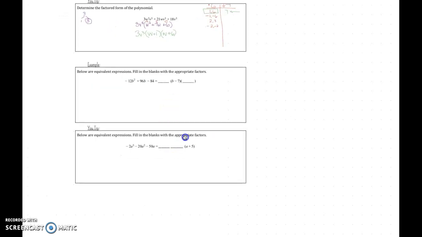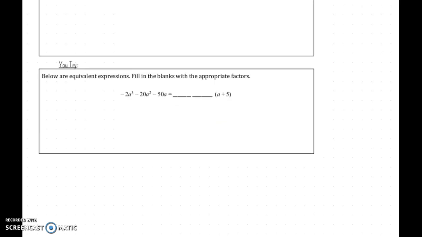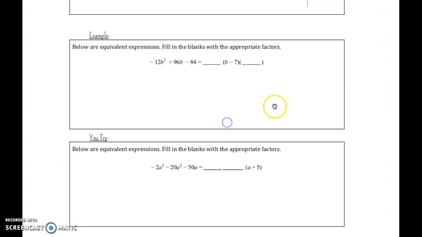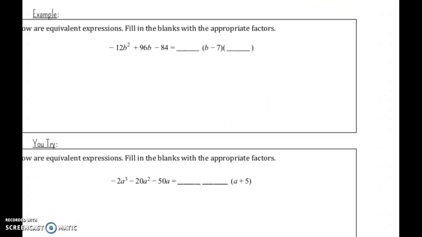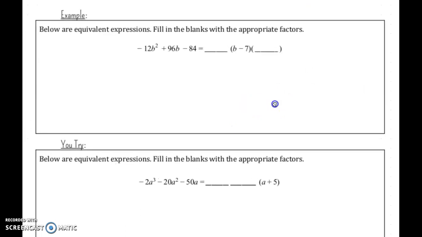There's another way to look at this. So if you look at the next example, it says below are equivalent expressions. Fill in the blanks with the appropriate factors. Really all that means is do the same process, but then put them inside these blanks. And so I want to label these.